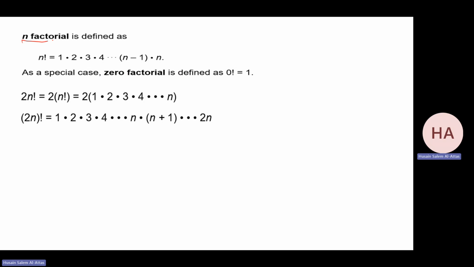Okay, factorial. What's the meaning of n factorial? n factorial is 1 times 2 times 3 times 4 up to n minus 1 times n. This is the meaning of n factorial.